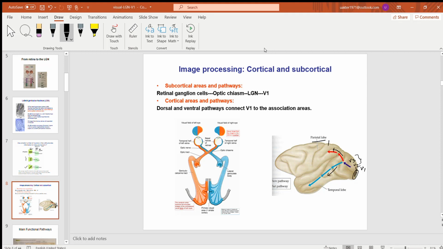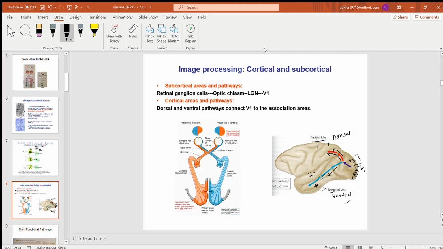So you see, this pathway is called the parietal pathway, or dorsal, because this is the dorsal of the brain, dorsal pathway. And this one is the temporal pathway or ventral pathway. And the ventral pathway goes through the inferior part of the temporal lobe. This is the temporal lobe, so this is the superior part and this is the inferior part. So that's why it is called the inferior temporal pathway, and this is the parietal pathway.